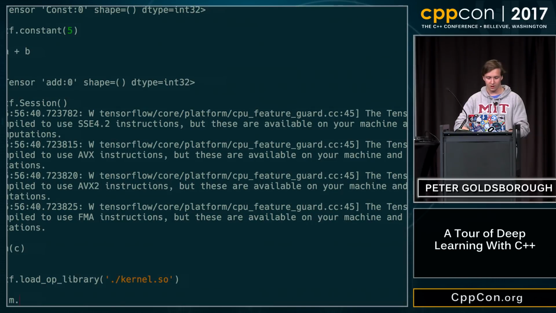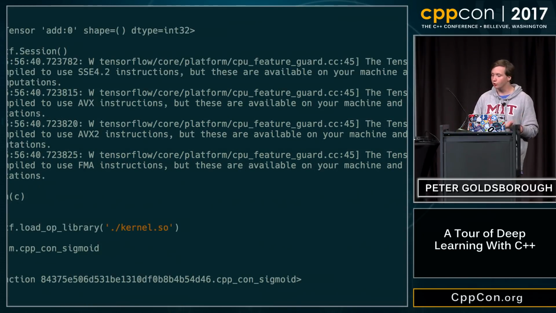Let's just call it m dot. I think it should be here. So this is the kernel. This is the thing we defined, and now we can actually just run that.